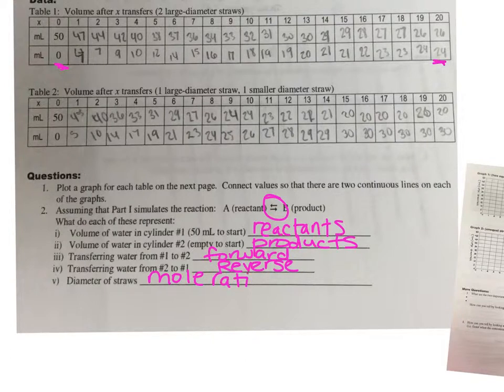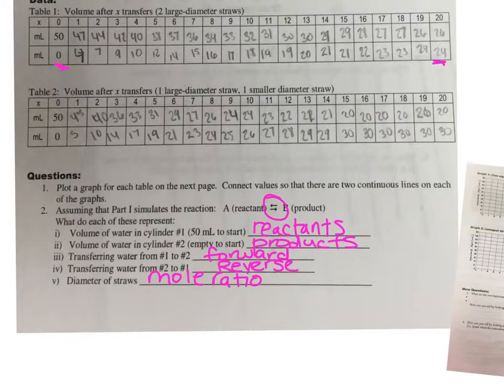So let's just exaggerate and say that the big diameter straw was double that of the small straw, right? So it was moving twice as much every single time you did a transfer. That's what we're thinking here. It could also be something like the concentrations. Actually, don't write concentrations. We'll leave that one off. Just talk about the mole ratio, because it really just has to do with the transfer itself. We'll come back to concentrations later.